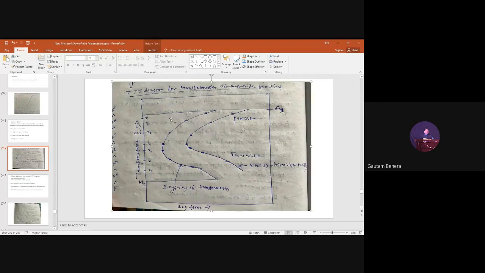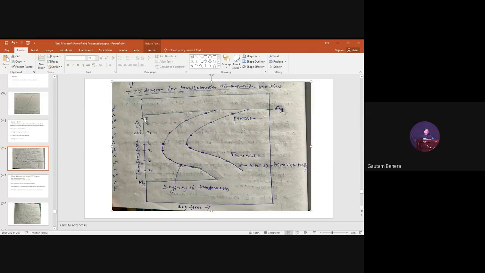So you can see this part. This part is nothing but your austenite. Or you can also write unstable austenite if you want, but better to write austenite. This is the austenite phase, or you can write unstable austenite. Anything you can write, that is fine. And you can see these are some temperatures I have noted here: T1, T2, T3, T4, T5, T6, T7.